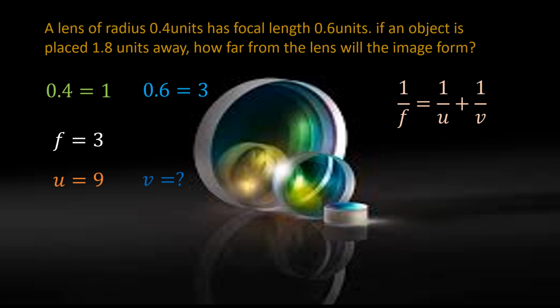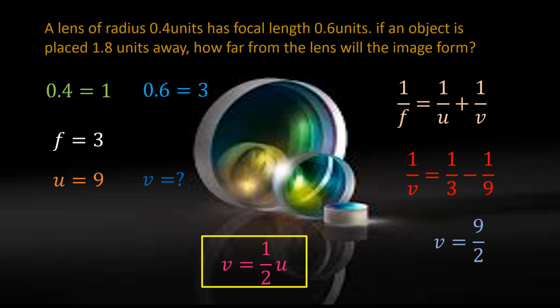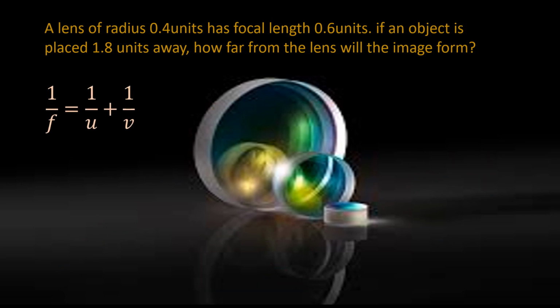From the lens equation, subbing in these values yields 9 over 2. So this tells you that the image position is half the object position. So since our object position is 1.8, then the image position v will be 1.8 divided by 2, which gives 0.9 units. If you sub in u equal to 1.8 and f equal to 0.6 in the lens equation like so, you arrive at the same result.